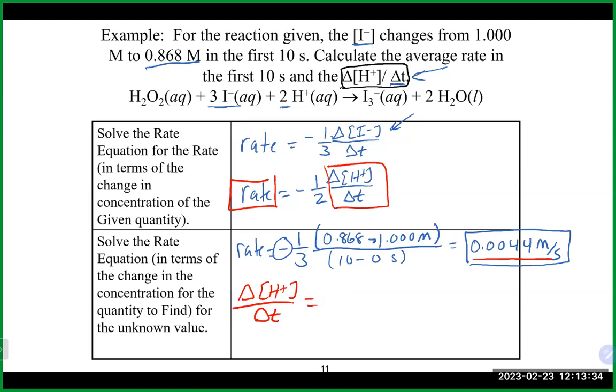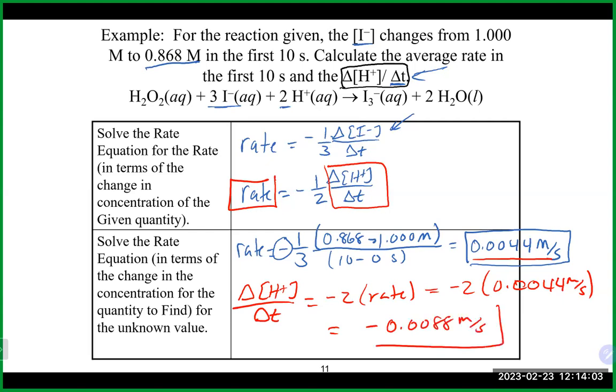That means I need to do what with the 1/2? I need to multiply to the other side the 2. And we also need to take the negative with it as well, right? So we would actually have to multiply -2 to the other side times the rate that we just calculated. And that would get us -2 times 0.0044 molar per second. And we will end up with a negative 0.0088 molar per second. Question on that there?